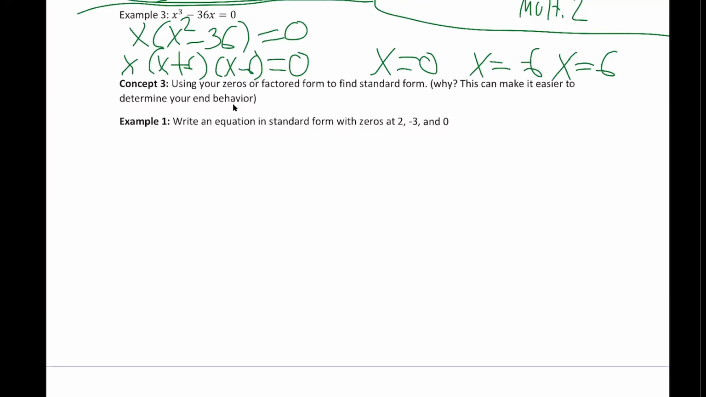Let's just work through this. I'm kind of jumping too far ahead in my brain. So for example, the first thing we want to do is write this in standard form. The first thing you need to do is get your factored form from those zeros.